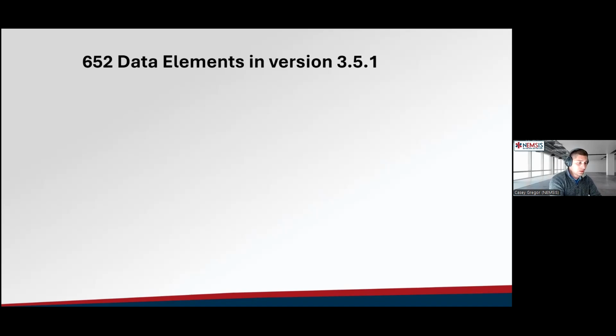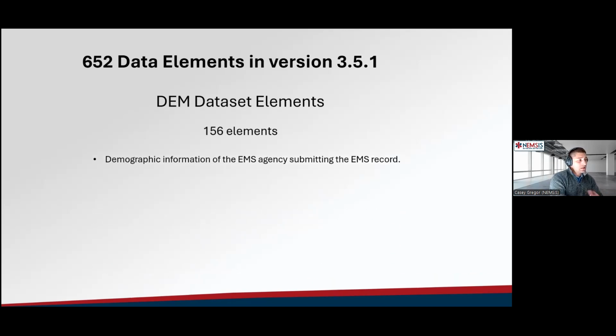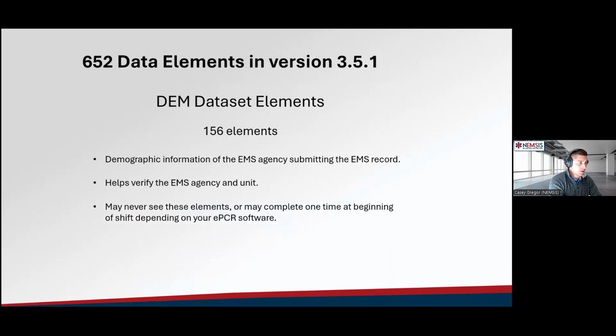So there's essentially three different data sets within the data dictionary. Okay. So we have the DEM data set elements. There's 156 of those. These are essentially the demographic information for the EMS agency submitting that EMS record. These help to identify the agency and unit, verify that's who it is submitting the record, so that it's not some weird lost missing record coming out of nowhere.